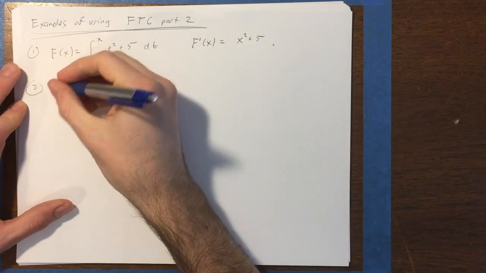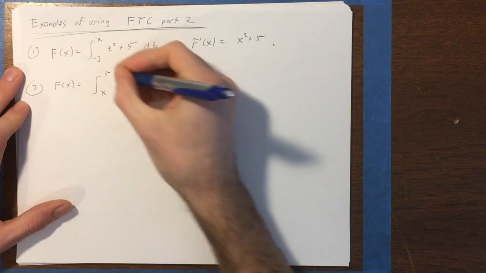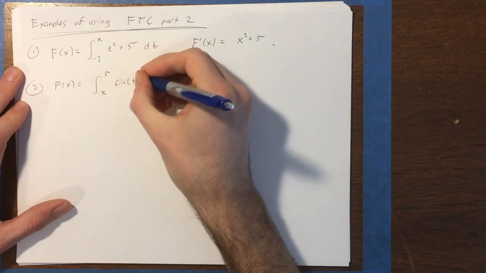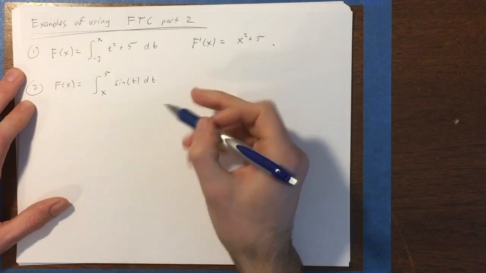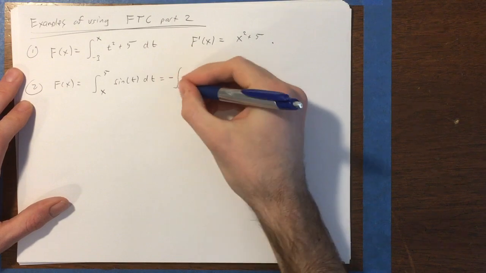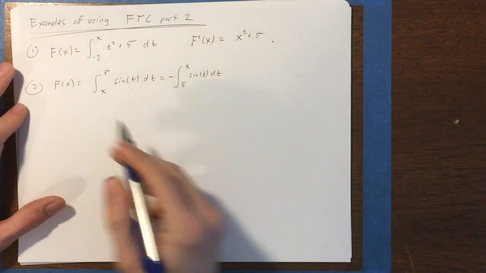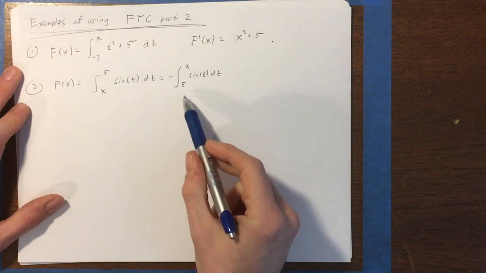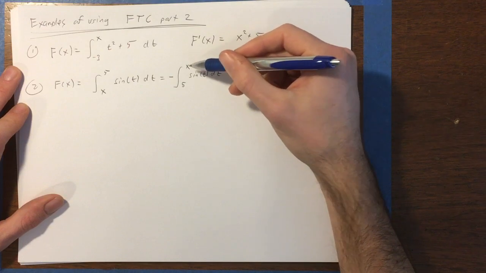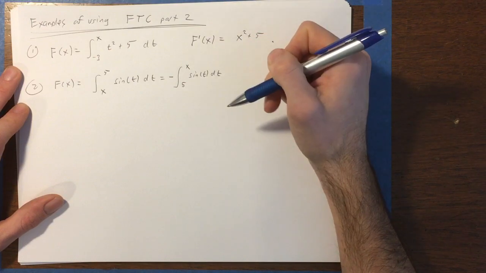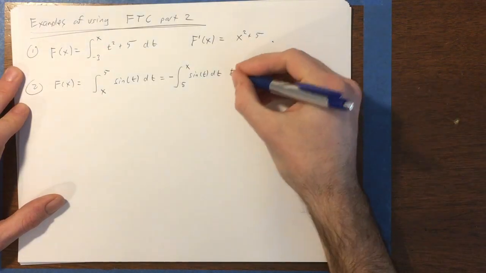For the second one, let's define our capital F as the integral from x up to 5 of sine of t dt. I'm just picking some random integrand function here. I picked sine this time. All right, well, this is the negative integral from 5 up to x of sine of t dt, right? So in order for us to use the fundamental theorem of calculus, the x does have to be on the top. It's got to be constant on the bottom and x on the top.